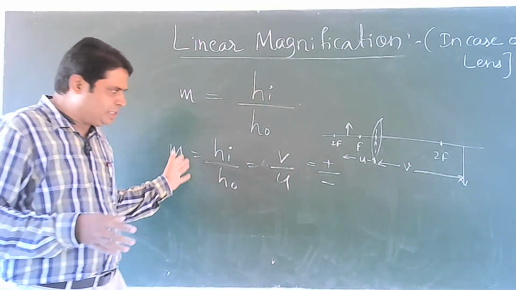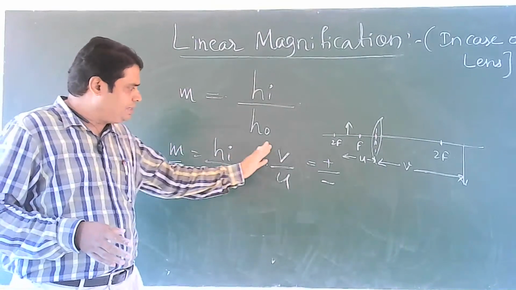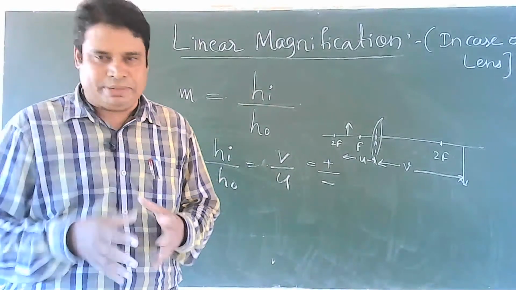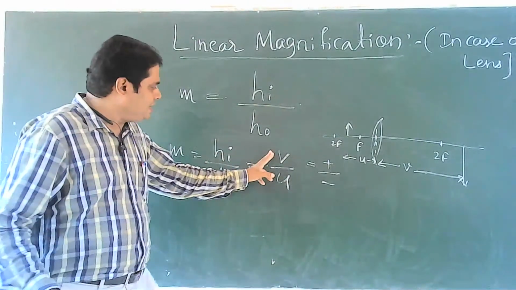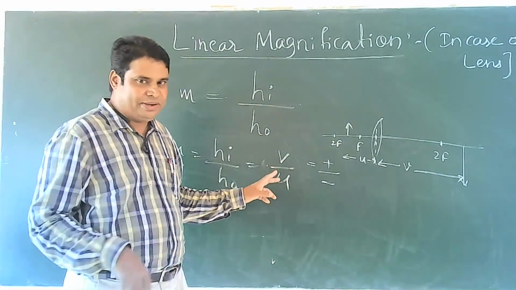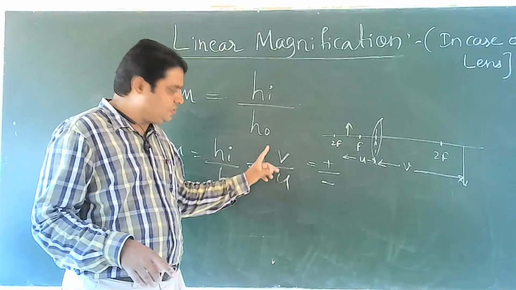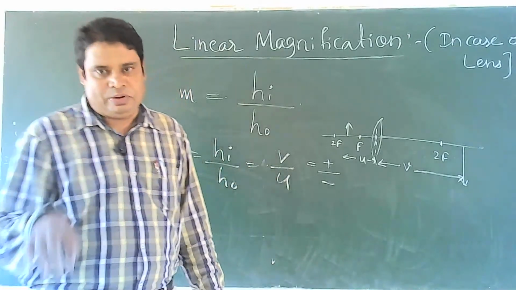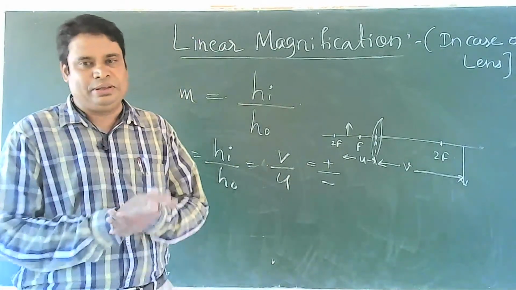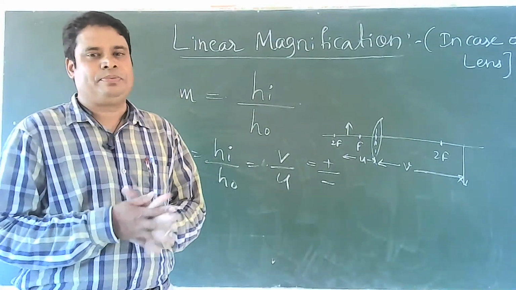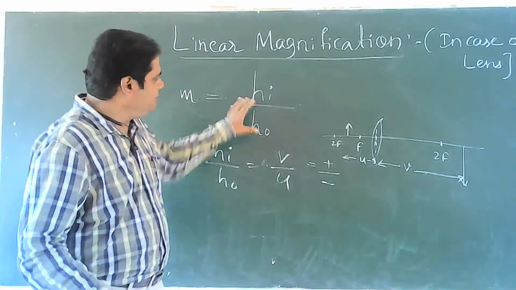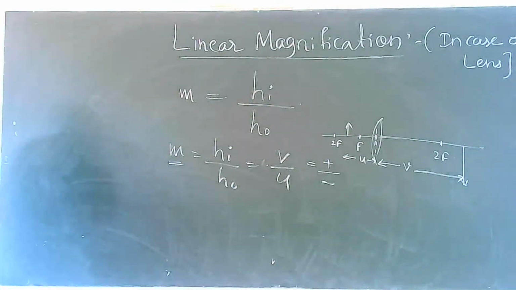If M is positive, it means V and U are positive, then the image formed is virtual. Just think why. In case of a concave lens, if V is positive and U is positive, then automatically M will be positive, and your image is virtual. If M is negative, your image will be real. Please remember this, it's important. Next concept.